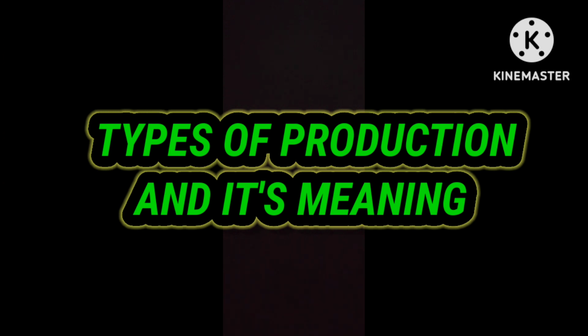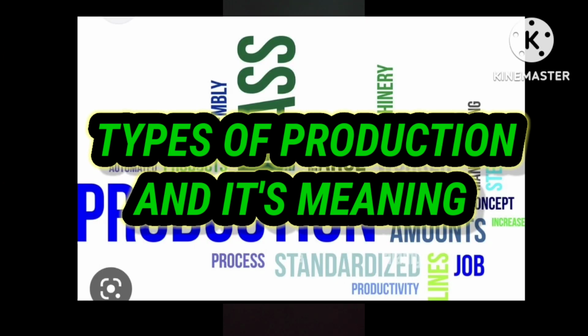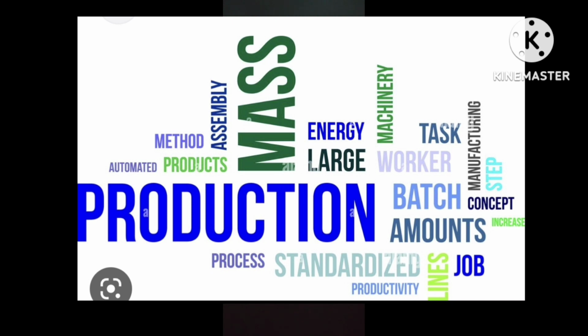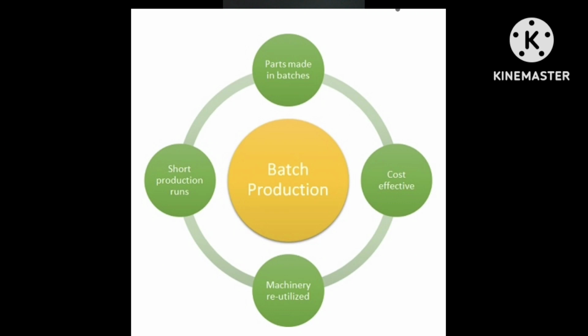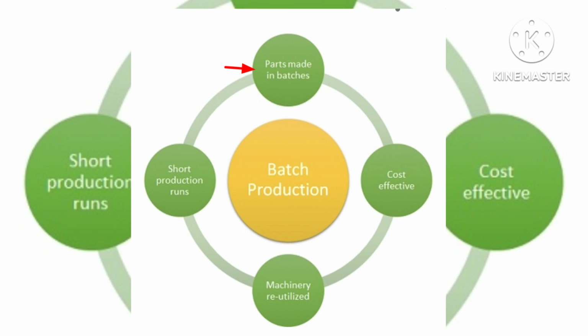Now, let's elaborate. Mass production, it is also known as flow production or continuous production. Secondly, batch production. What is batch production? As we can see on the screen, these are the keywords that define batch production. Remember that batch production is parts made in batches, cost-effective, machinery reutilized, and short production runs.